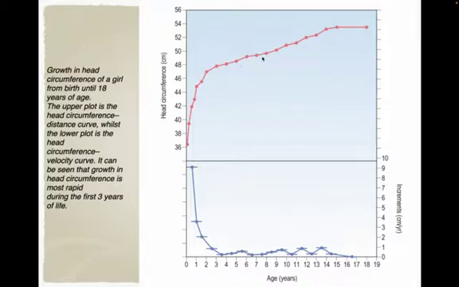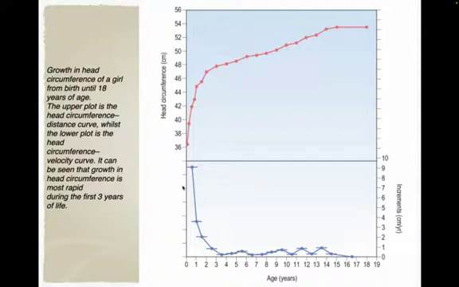Then we will have growth, but it is minimal compared to the growth that happened during the first 3 years. And this one here is called the velocity curve. We're going to hear this word a lot. Basically, you don't record the increase in the dimension itself, you record the change in the head circumference.